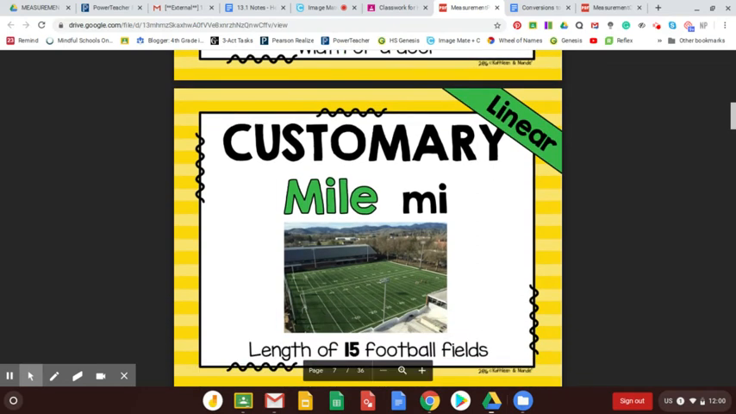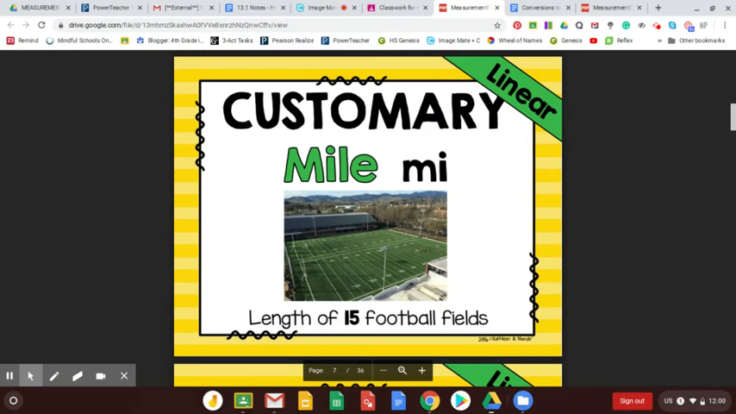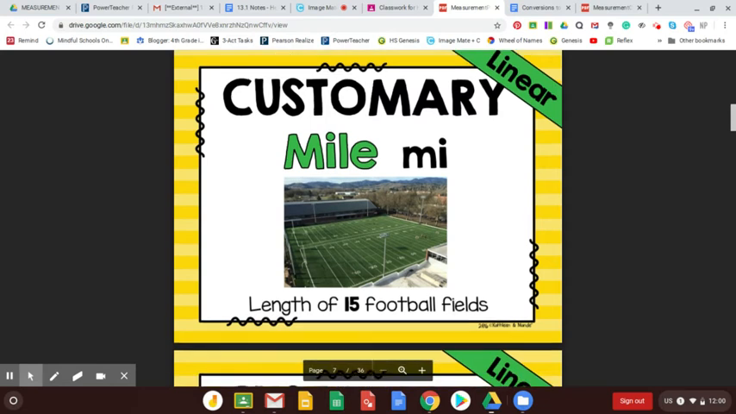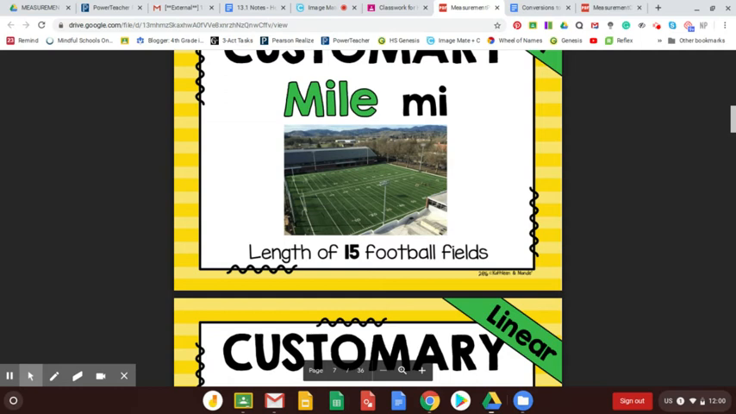And then we have the mile. And a mile is what you would drive in a car. Like, how many miles is it to the grocery store? Or how many miles to your friend's house? Or how many miles does Mrs. Atkinson live from your house? And a mile, you can think of it as the length of 15 football fields put end to end. So that's quite a bit. A mile is quite a bit.